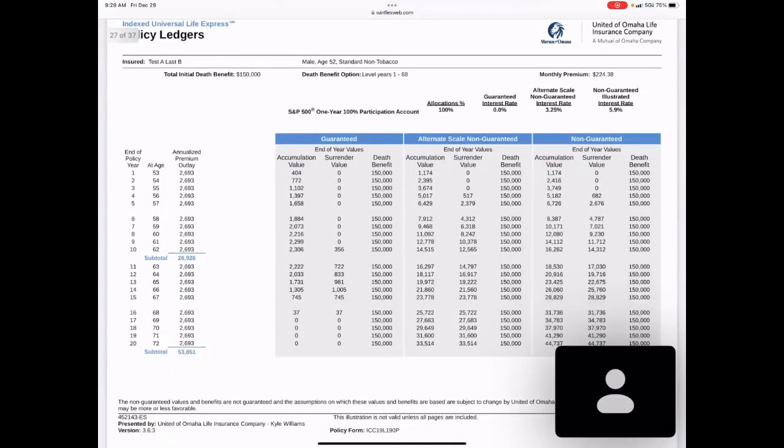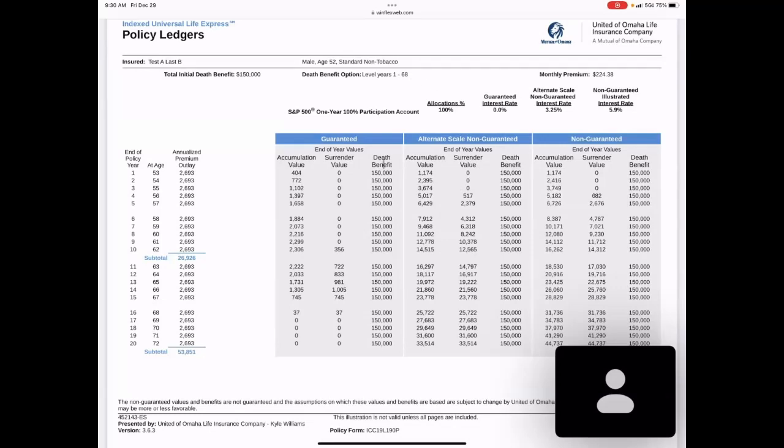So this is how you read an illustration, to determine whether or not this thing is the best thing for the insured. There are always a couple different charts. There is guaranteed, there's alternative, and then there's non-guaranteed. Okay, so know your product. The non-guaranteed illustration is at 5.9%. Guaranteed is at 0. So for instance, we'll start in the 0 column.